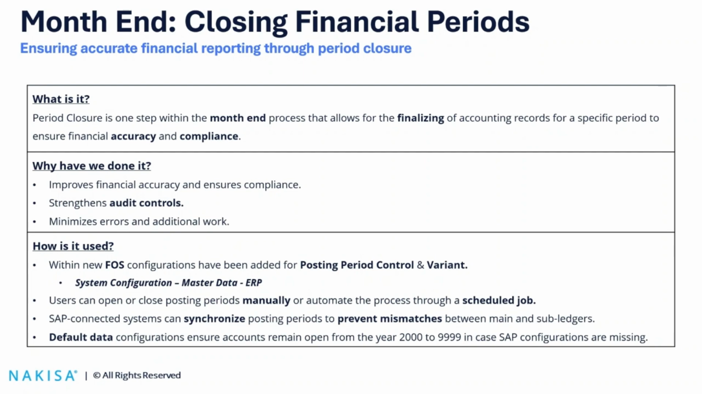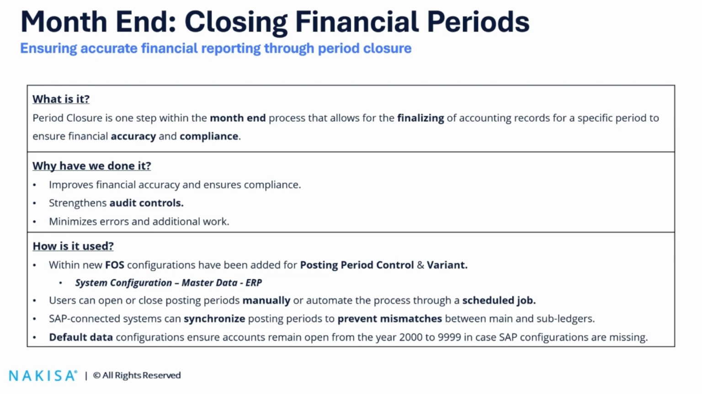The next feature that we're going to cover is the month end or the closing financial periods. So this allows companies to close their financial periods directly within Nakisa, enhancing control over financial reporting. So when a financial period is closed, the system prevents additional postings, maintaining the integrity of financial data. It helps you with compliance and data accuracy. So when companies are doing month-end processes and year-end processes, that's where it comes into play to ensure that there is no postings being made in the period that has been closed.